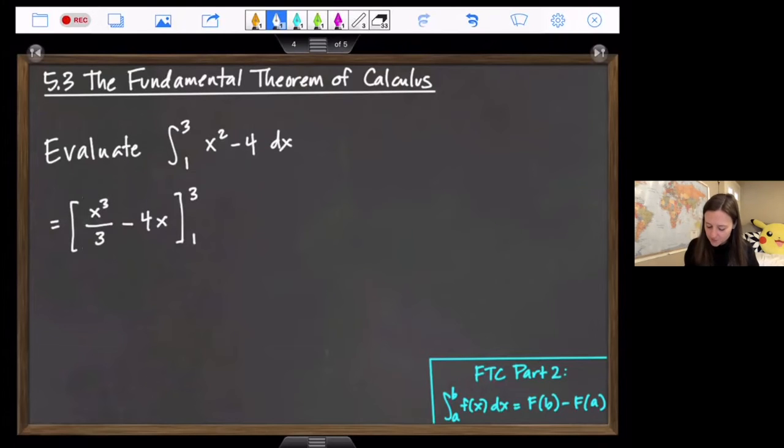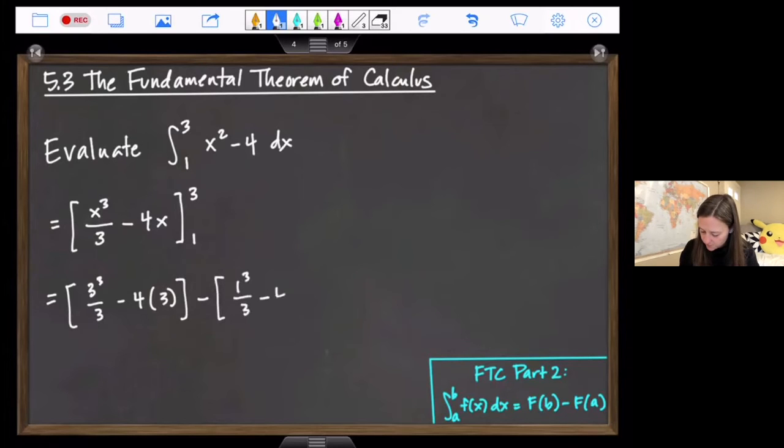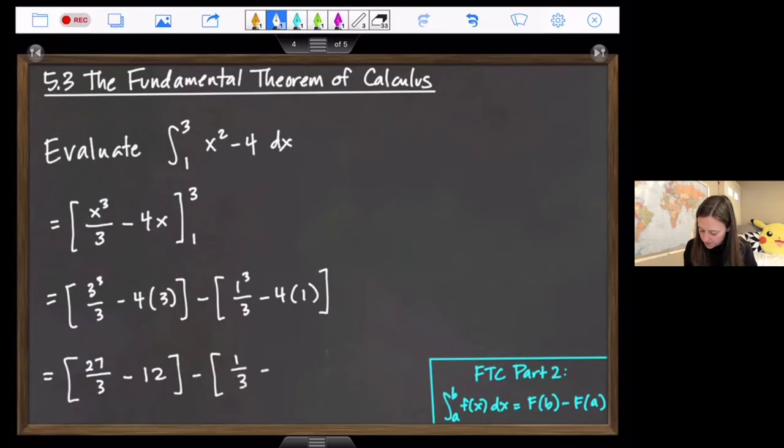All right, let's plug in our x equals 3. So I'm going to have 3 cubed over 3 minus 4 times 3. Plug in our bottom limit and subtract. So 1 cubed over 3 minus 4 times 1. All right, so let's go ahead and evaluate these. In my first set of brackets, I've got 27 over 3 minus 4 times 3 is 12. Then I've got 1/3 minus 4.